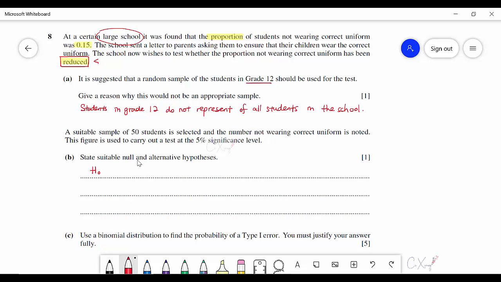So they want you to test the proportion of not wearing the uniform correctly. So for null hypothesis, it is always p equals to 0.15. Okay, and the alternative hypothesis will be something that they want you to prove or to test. So reduce means p smaller than 0.15. So how do I know it's smaller? Because of the keyword reduce given in the question, right? So this is my alternative and null hypothesis.